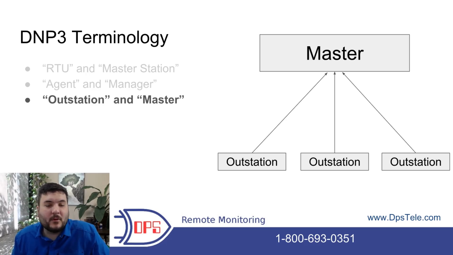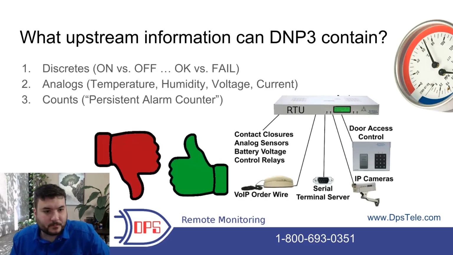If you're familiar with more of a telemetry, a telecom environment, RTU and master station are commonly used. And then in an SNMP context, which is another type of broad open protocol, agent and manager. You have agents reporting to a central manager. So if you're familiar with those terms, you already get the concept. As you can see in the diagram, you just have multiple outstations and they're being managed by a single master in DNP3 terms.